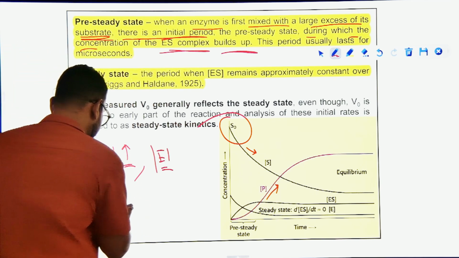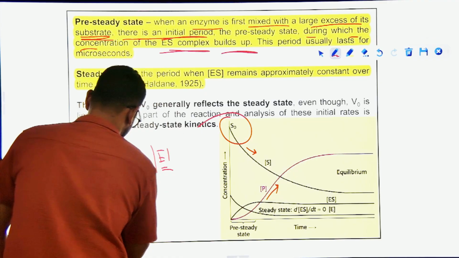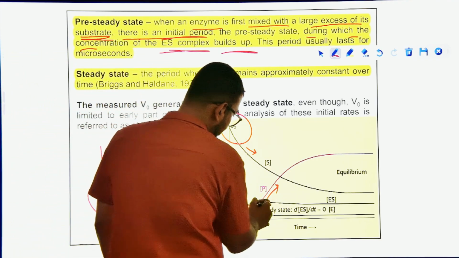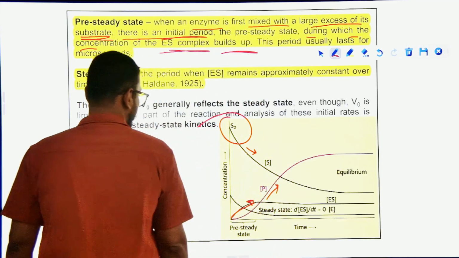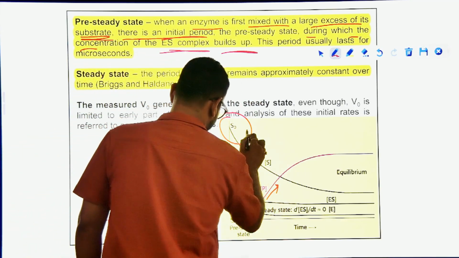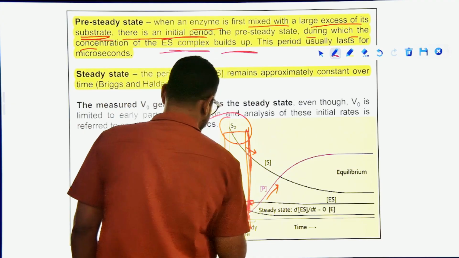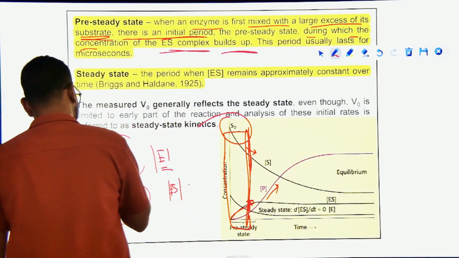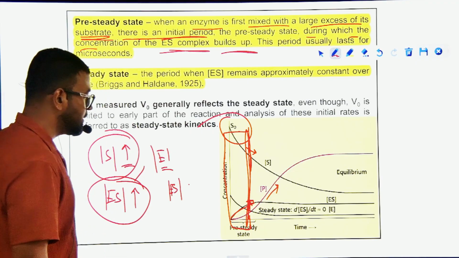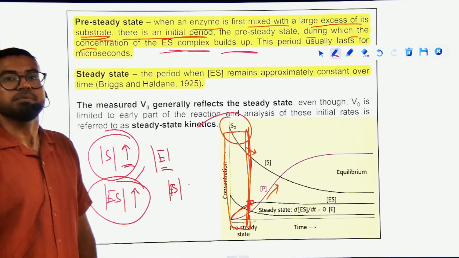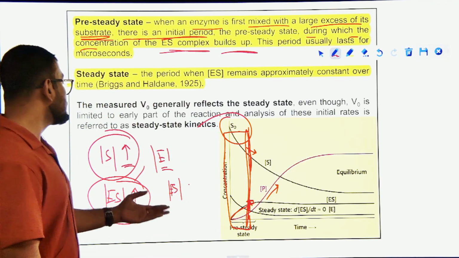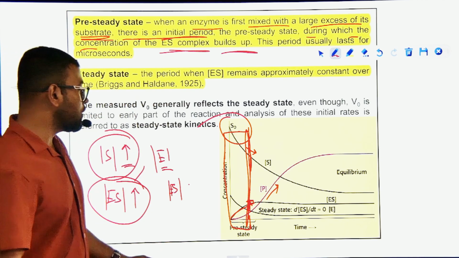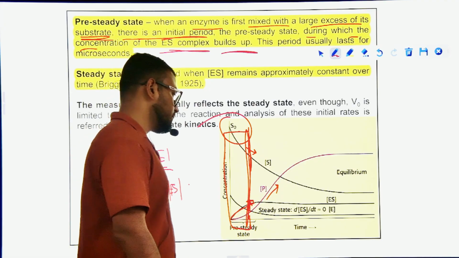ES complex will be high for a certain period of time. This state, where the enzyme substrate concentration is getting higher because of the initial high concentration of S, during this phase, when the enzyme substrate concentration is higher because of increased concentration of substrate within the solution, is called the pre-steady state.